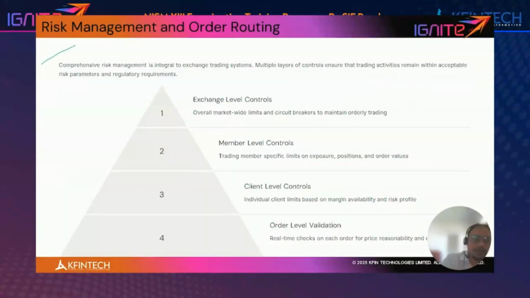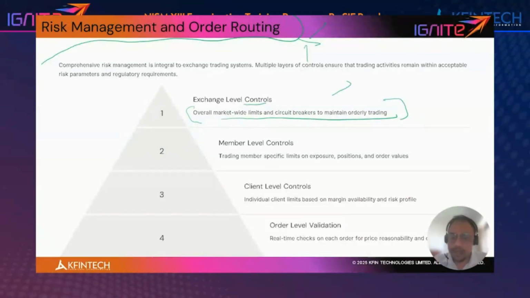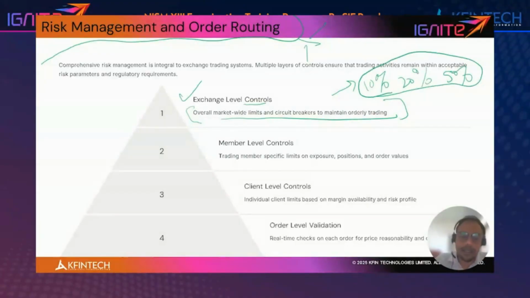Now this is very important, risk management and order routing. Routing means sending it to multiple entities. We'll see first exchange level controls. Overall market-wide limits and circuit breakers to maintain orderly trading. So this is the first level. You must have heard that stocks will have limits like 10%, 20%, some have even 5% as the circuit limit. So these limits are defined by the exchange.